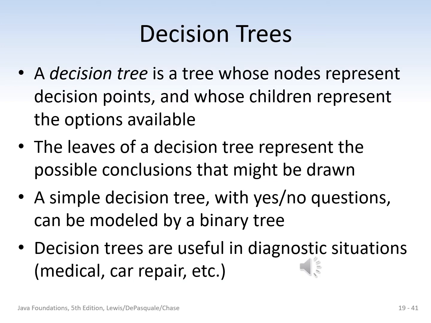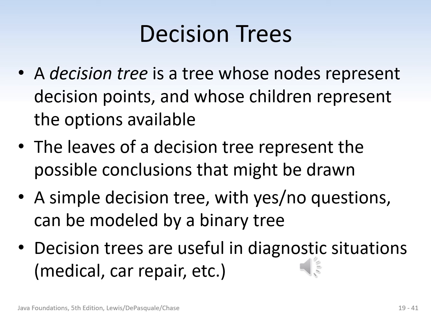Another type of decision tree is a tree where the nodes represent decision points. These are also used in expert systems, automated expert systems. And each of the nodes is a decision point, and the children of those nodes represent the options available. The leaves of a decision tree are the possible conclusions that may be drawn based upon the path taken.